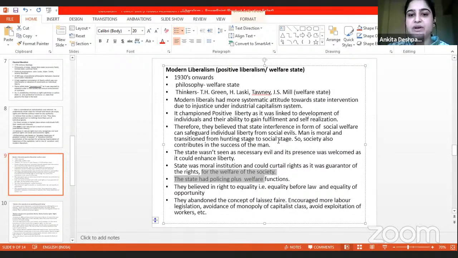It has to interfere not just with defense and protection, but also in labor legislation, taxing the rich and giving it to the poorer people. So equality before law and equality of opportunity is respected. But in case you cannot make profits for yourself or a good life for yourself, don't worry. The state is there to take care of you. The state will tax the rich and give whatever is required to the poor.